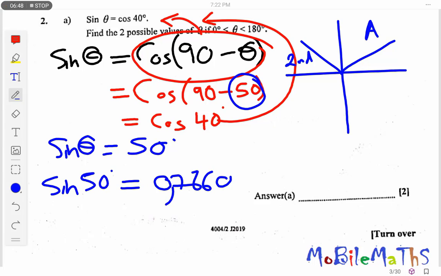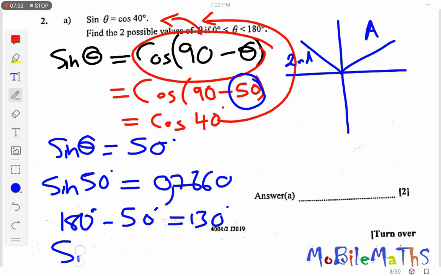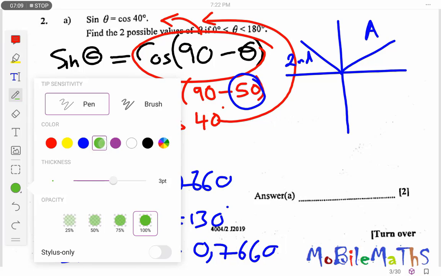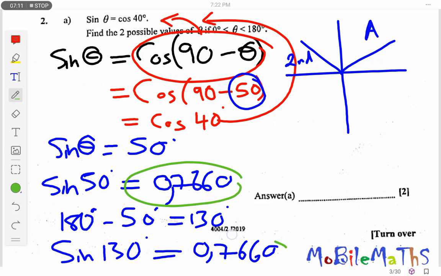I can say the other number is 180 degrees minus 50 there. Okay, then I'll get my 130. That's how I normally do it. So at the end of the day, if you say sine 130 degrees, you also find 0.7660, which is the same as the sine 50. So the values that we are looking for are 50 degrees and 130 degrees then.